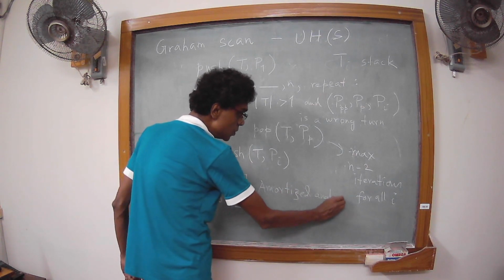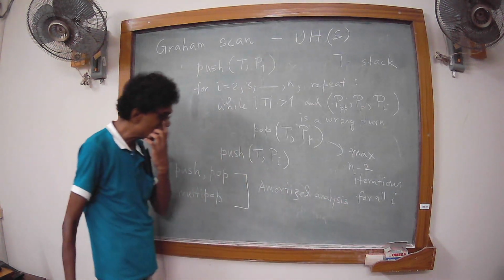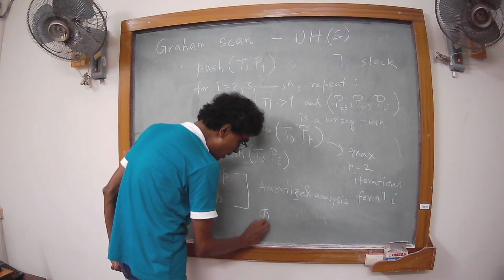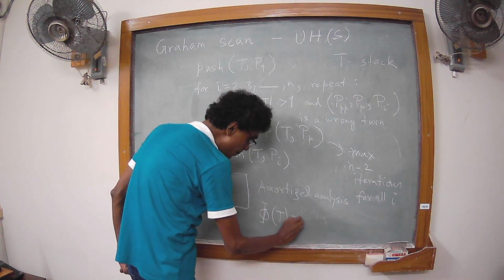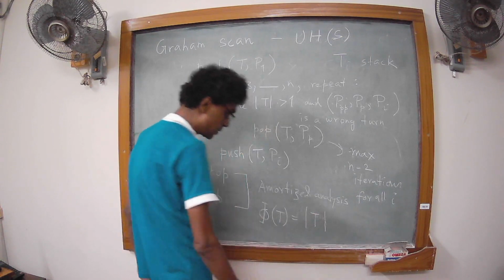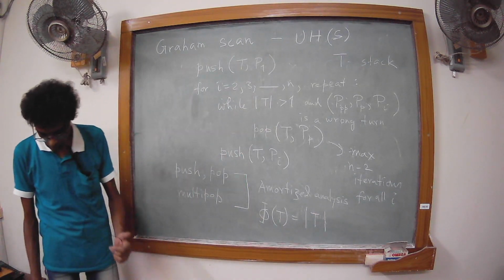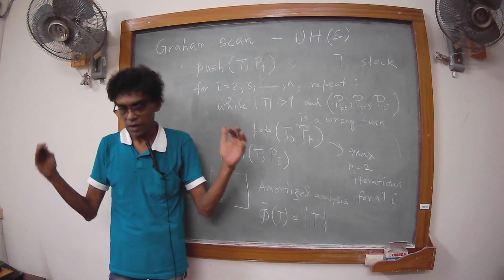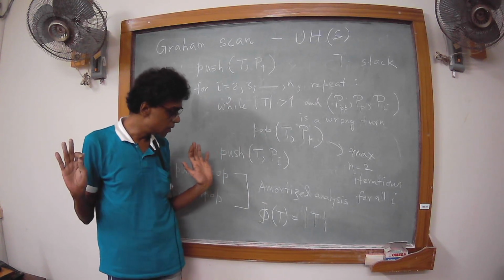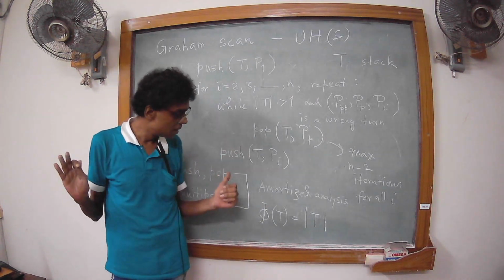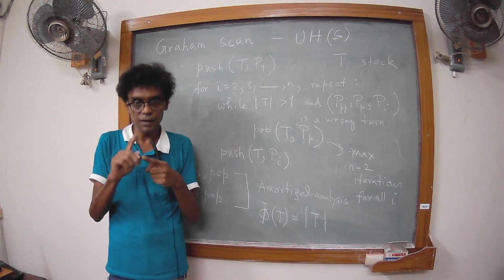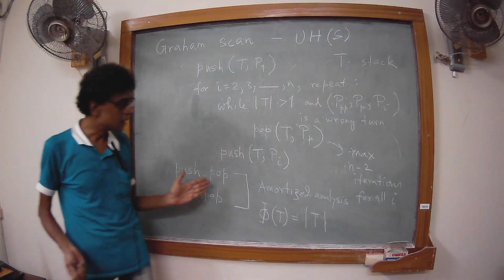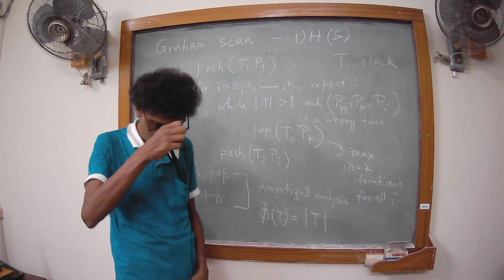For example, if you want to use the potential method, you take the potential of the stack to be the number of elements in it. So you start with 0. Eventually, how many edges or corners you have on the upper hull, that will be your final potential. And since your final potential is greater than or equal to 0, this amortized analysis will show that the running time is big O of n.